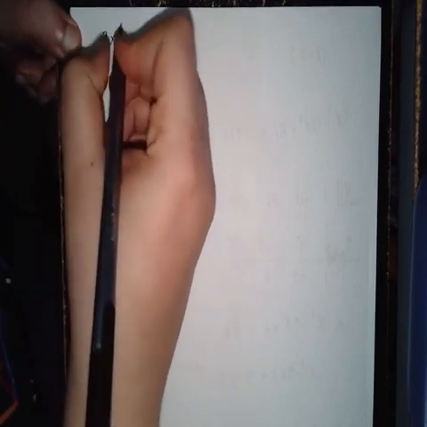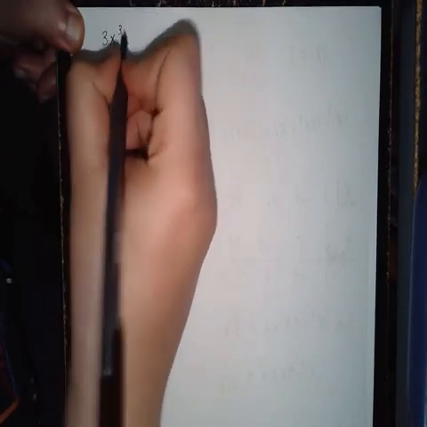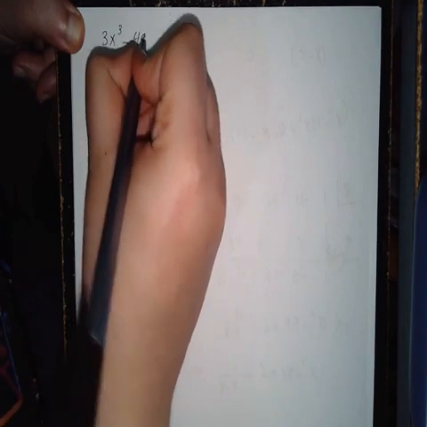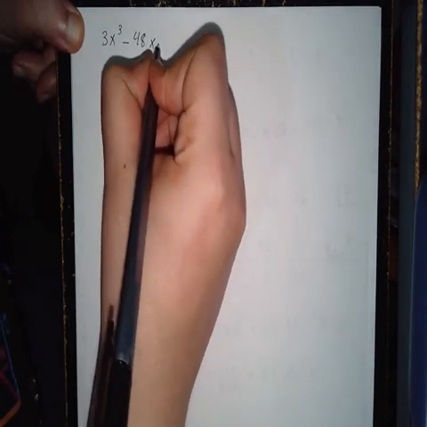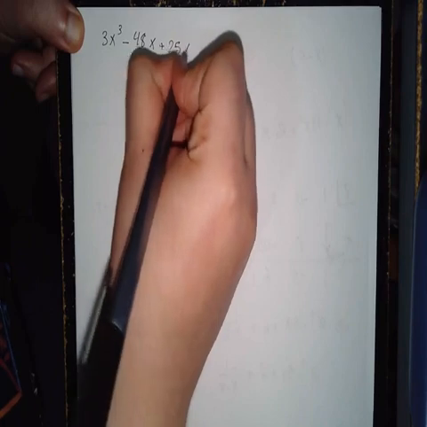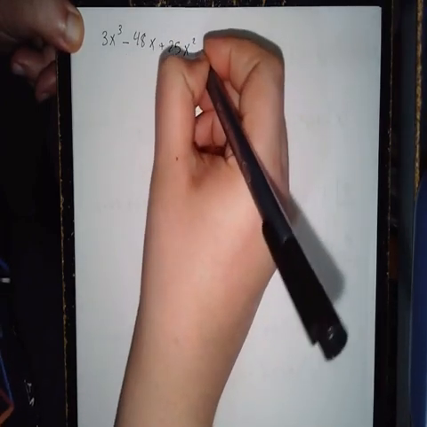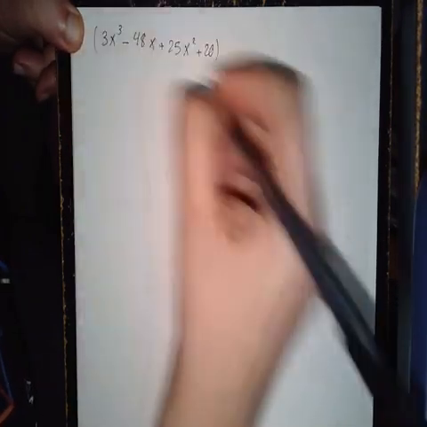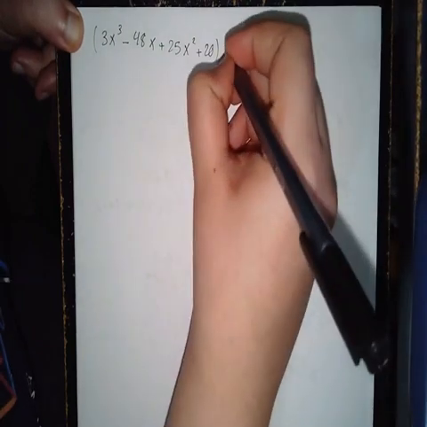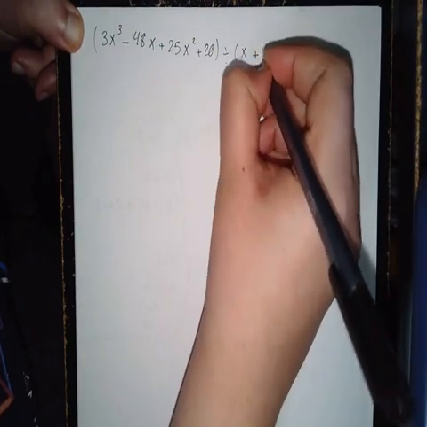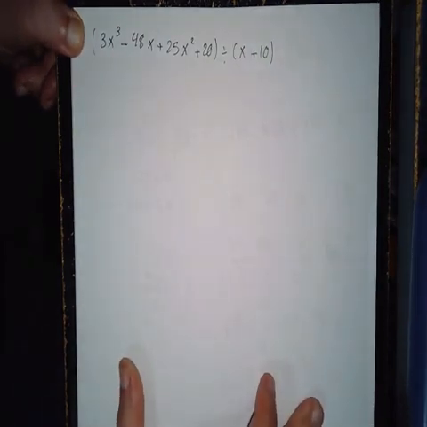Oops. We're going to do one more before we move on to the theorems. Alright, so we have 3x cubed minus 48x plus 25x squared and plus 20. This is my function. Divide by x plus 10. Alright? Okay.